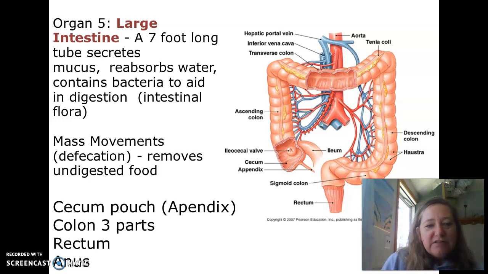You have different parts to the large intestine. This whole thing is the large intestine right here, also known as the colon. You have the 3 parts of the colon, the rectum, and then finally the anus down there.